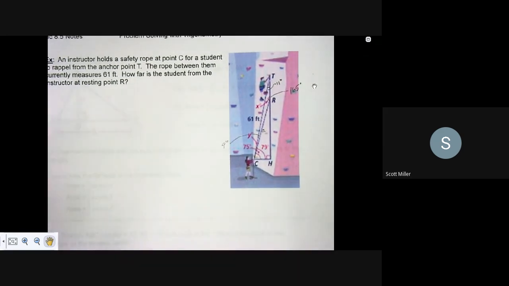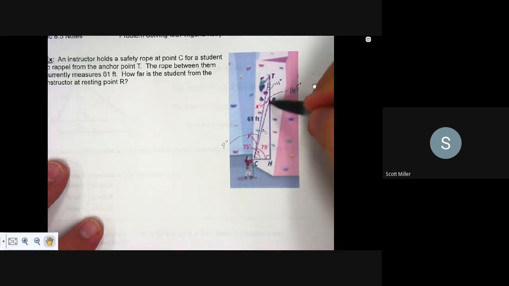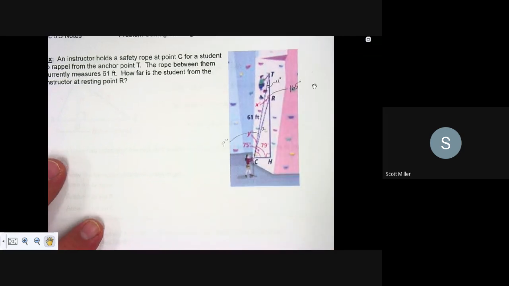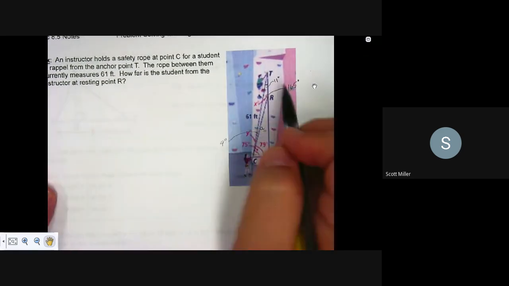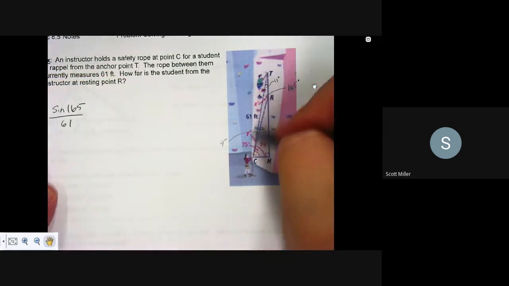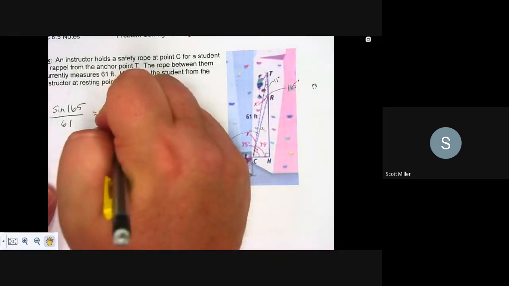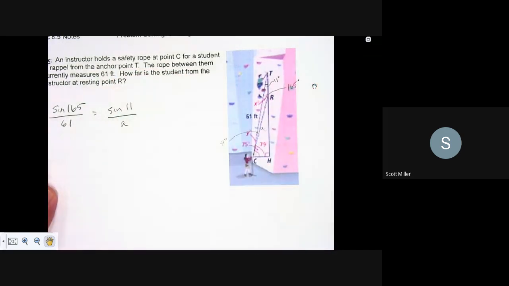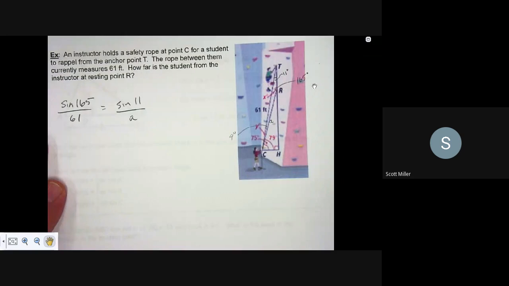So if I look closely at this small obtuse triangle up here, I now have all three angles and a side, which means I have a complete ratio, which means I can do law of sines. The sine of 165 over 61 is equal to the sine of 11 degrees over A, the thing we're trying to find. That's how you go about doing problems.